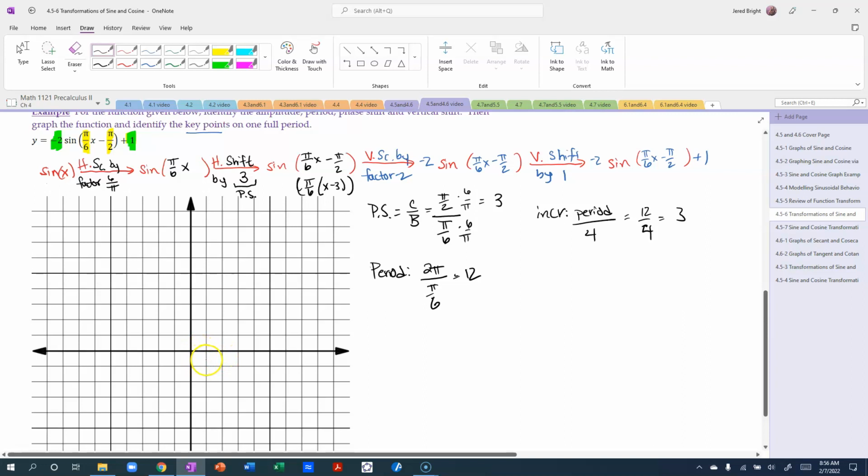Maybe let's do this: 3, 6, 9, 12, 15. And then maybe just do normal units, so this would be 3 and minus 3 here. Okay, so let's go ahead and sketch this thing out.